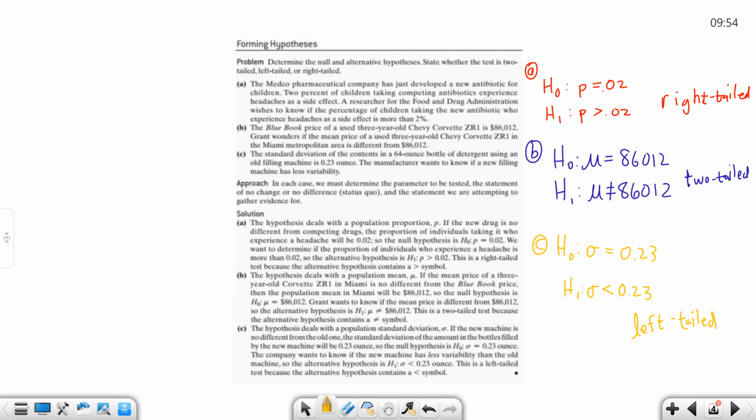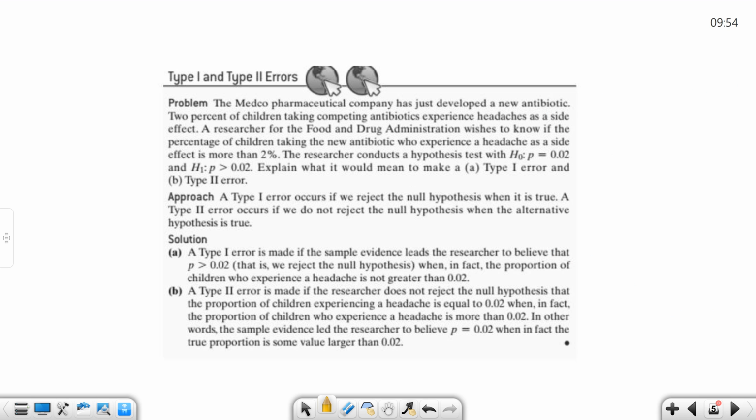Again, if you read through the answers there at the bottom, that's what you will come up with. We have an example of each one there, right-tailed, two-tailed, and left-tailed, all right? So let's keep looking at these hypotheses and hypothesis testing and that kind of stuff.